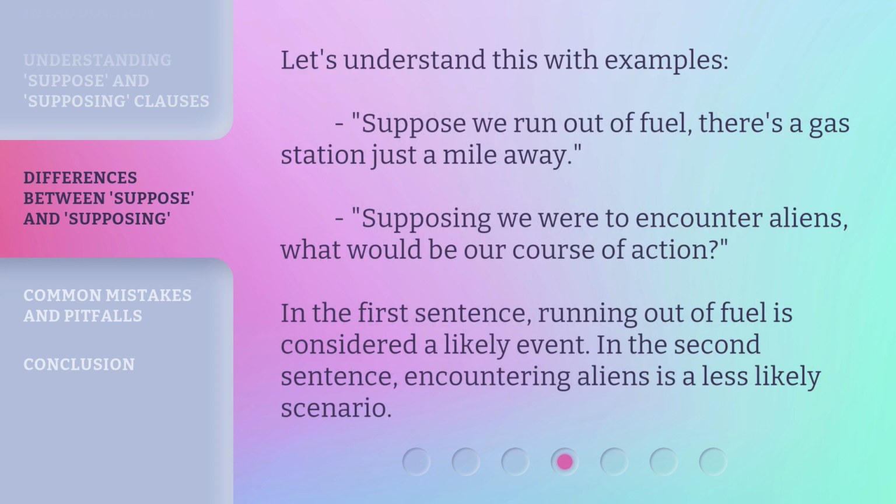Let's understand this with examples. Suppose we run out of fuel, there's a gas station just a mile away. Supposing we were to encounter aliens, what would be our course of action? In the first sentence, running out of fuel is considered a likely event. In the second sentence, encountering aliens is a less likely scenario.